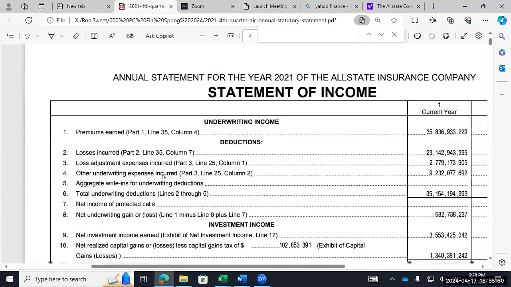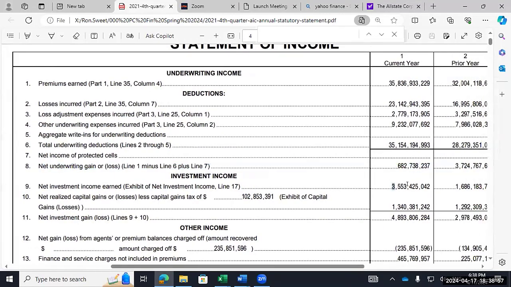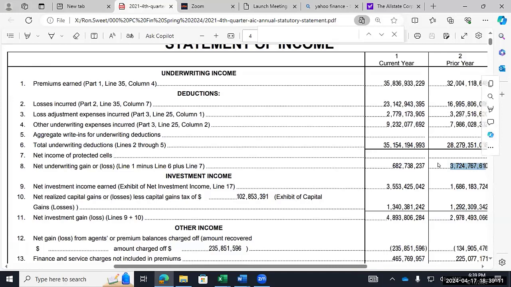And we get into the income statement. We already talked a little bit about that. We separate the underwriting from the investment side. So you have premiums, you have losses, which is the bulk of it, right? You have LAE, and then you have other expenses, and that's going to give you your underwriting gain or loss. It's pretty amazing. They went from 3.7 billion to just 682.